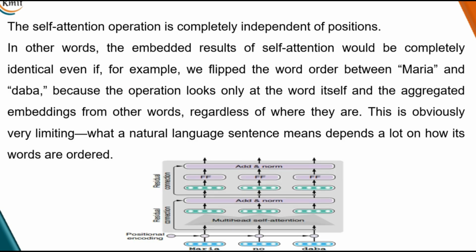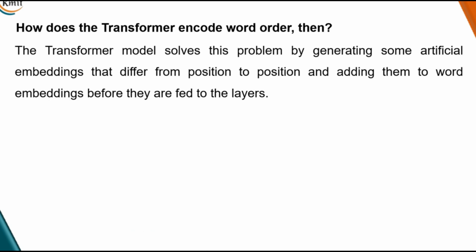Okay, so the self-attention operation is completely independent of positions. There is another problem here. There is no particular fixed value for each position. That is, even if you flip the words Maria and Daba, because the operation looks only at the word itself and the aggregated embeddings from other words regardless of where they are, this is obviously limiting. So in order to overcome this disadvantage of position not being placed properly, because when a natural language sentence is processed, it depends a lot on how the words are ordered, because there will be no meaning if the words are jumbled, right?